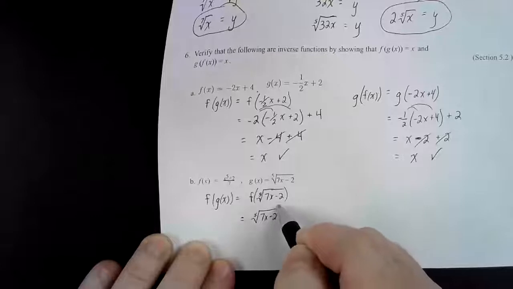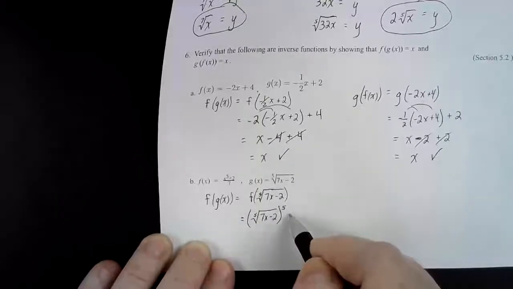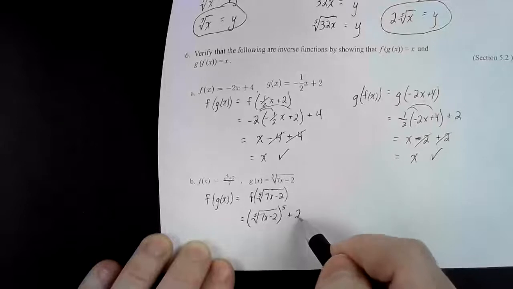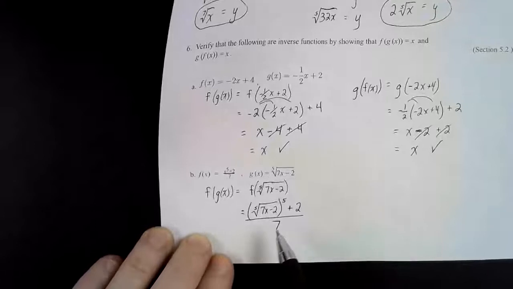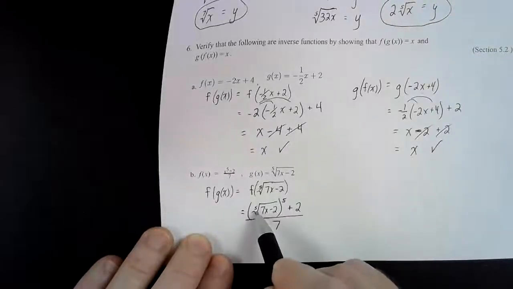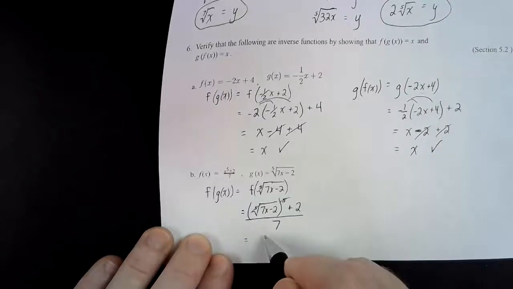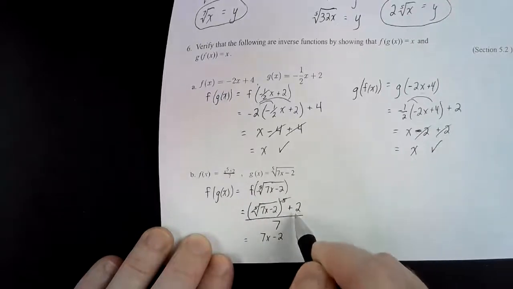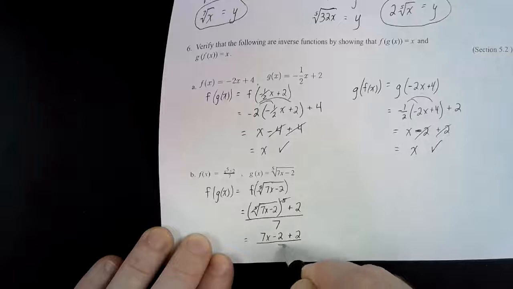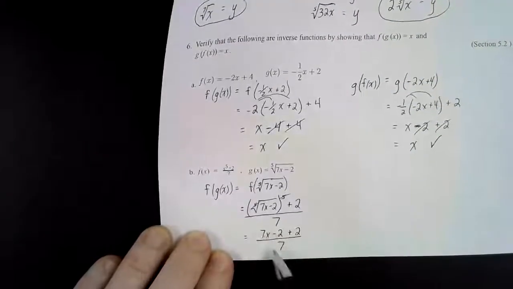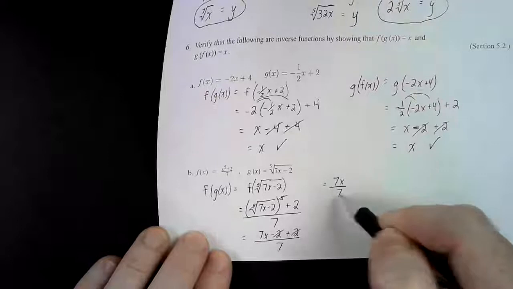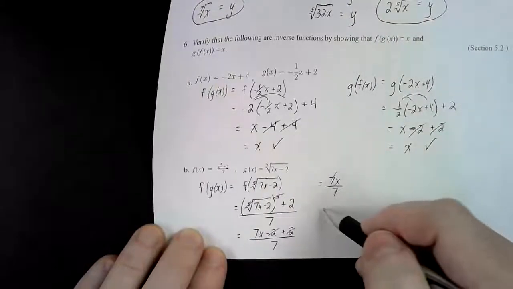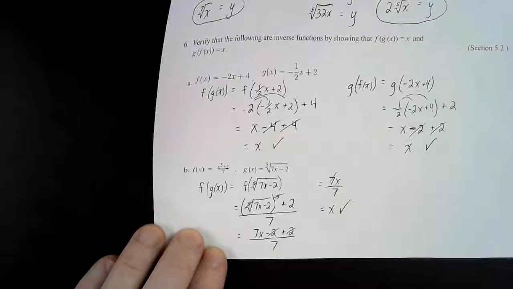7x minus 2, to the 5th power, plus 2 over 7. But everything just cancels out. The 5th power and the 5th root will cancel, leaving you 7x minus 2, and then you have a plus 2 over 7. So you can't just cancel the 7's out. You got to do order of operations. So minus 2 plus 2. So you get 7x over 7. And then, of course, the 7's cancel, leaving you with x.